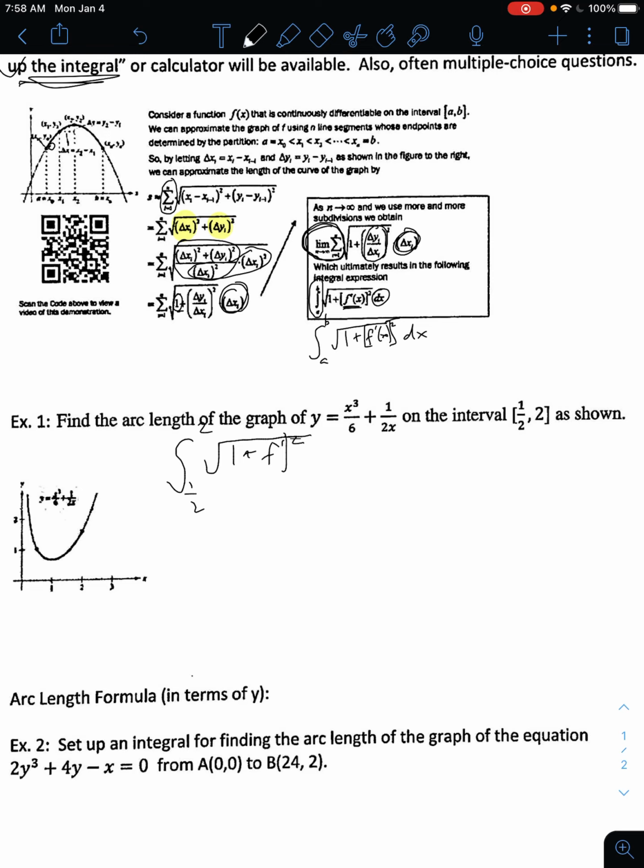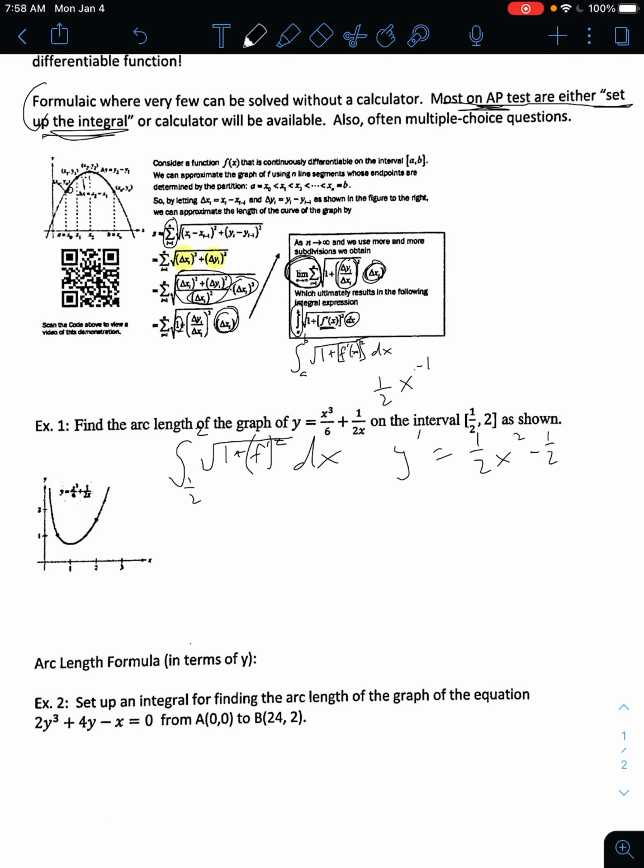Oh man, harder to write on the iPad than I thought. And then dx. All we have to find is f prime, plug it in, and then we'll do math 9 on this one. But so y prime is going to be, let's see, 3/6, so 1/2 x squared. And then remember this right here, 1 over 2x is the same as 1/2 x to the negative first. So I'm going to pull the negative 1 out in front, so minus 1/2 x to the negative second.